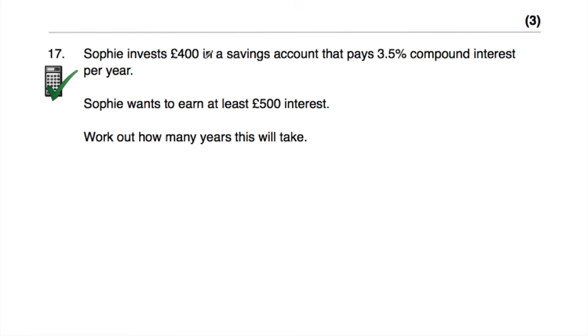So that means she wants to change her £400 into £900, because if she has £400 to begin with and she earns £500 interest, she's going to have £900 in the account. She wants to have at least £900 in the account. And the question says, how many years will that take? I'm going to guess it's going to take quite a long time to go from £400 up to £900 at 3.5% compound interest. But let's try that and see.